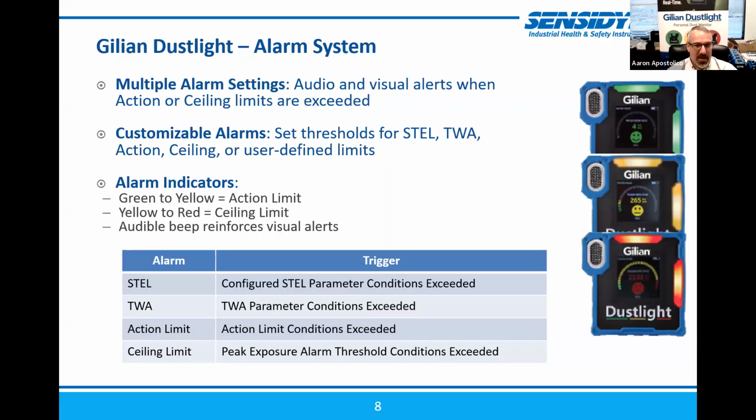As I mentioned, the alarm indicators, for example, would go from green to yellow if your action limit was exceeded, and then from yellow to red if your ceiling limit was exceeded. That audible beep will reinforce the visual alerts.